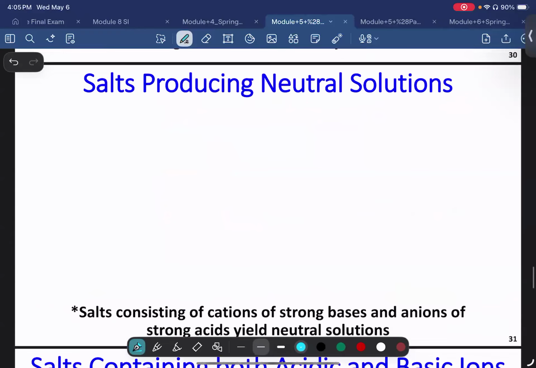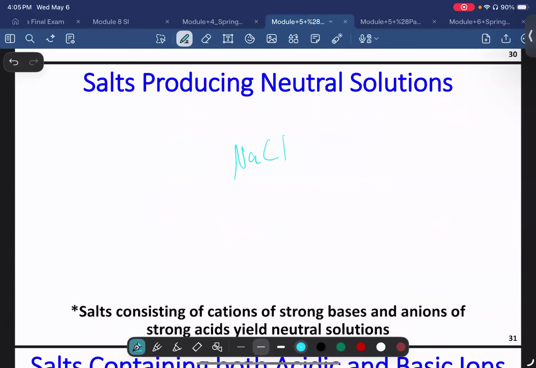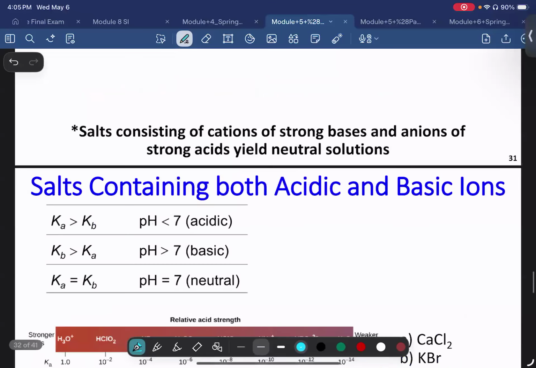And then yeah, neutral solutions are going to be ones that have the conjugates of strong bases and acids. So like Cl- is the conjugate of a strong acid, HCl. So that's why it's going to be neutral. That's why we can go in the ocean, you know? So yeah, keep that in mind.